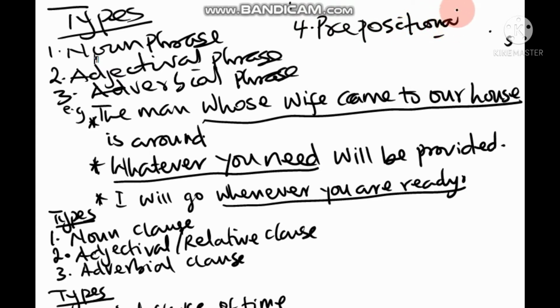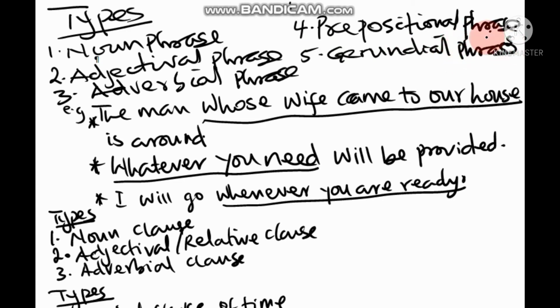Prepositional phrase. We have, number 5, what they call gerundial phrase. And number 6, we can also talk about infinitive phrase. So under our phrases, just like our clauses, we shall be looking at noun phrase, adjectival phrase, adverbial phrase, prepositional phrase, gerundial phrase, and infinitive phrase.